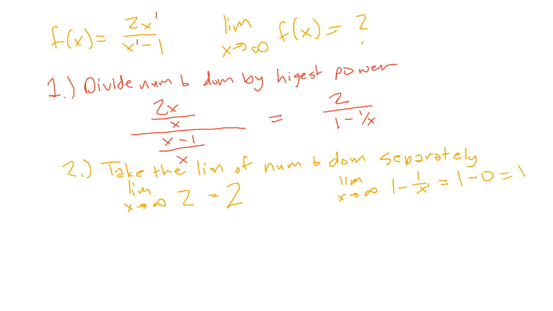And then our last step is to divide the limits. So we got 2 in the numerator, 1 in the denominator, so we're left with 2 over 1 equals 2. Therefore, the limit of our entire function is going to equal 2.